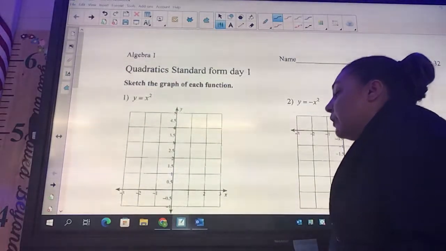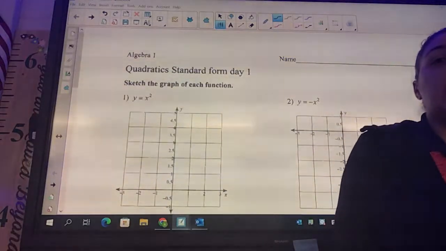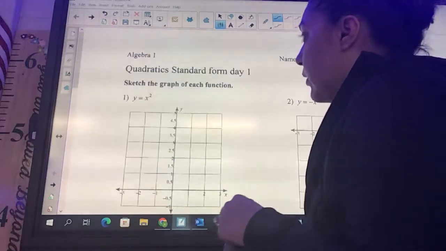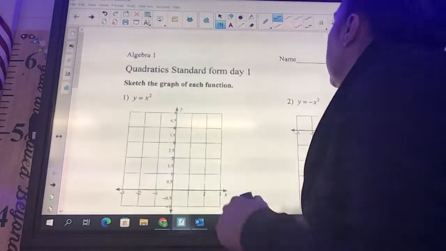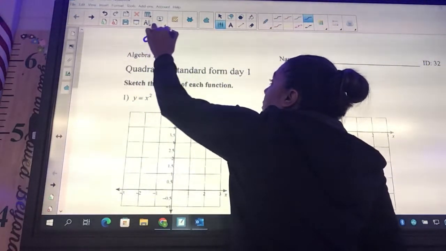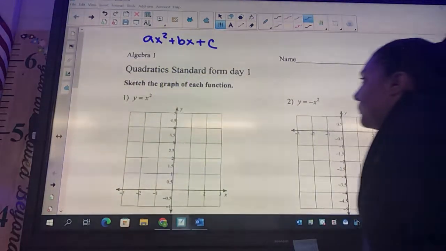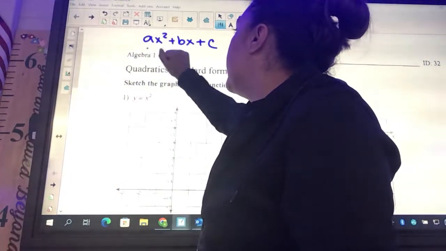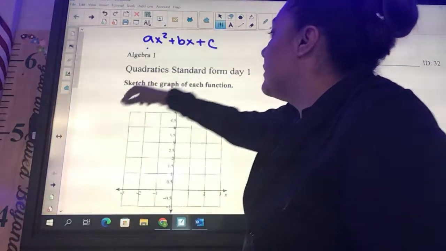Yesterday and Monday we did vertex form, and the way that you can tell it's vertex form is that it has parentheses. These ones that are in standard form are not in parentheses. The one thing that you absolutely need to know is this form: ax squared plus bx plus c. The number with the x squared is always your a, b goes attached to a single x, and the c is off by itself.